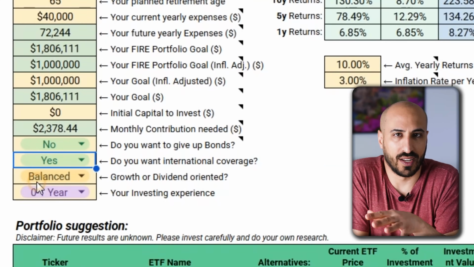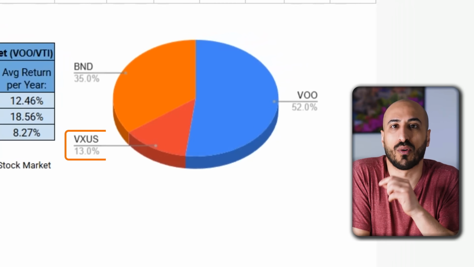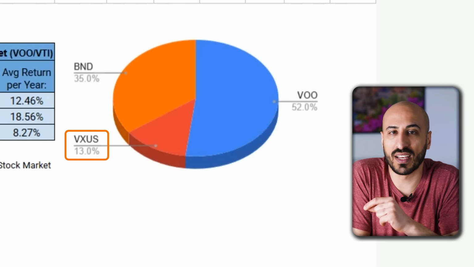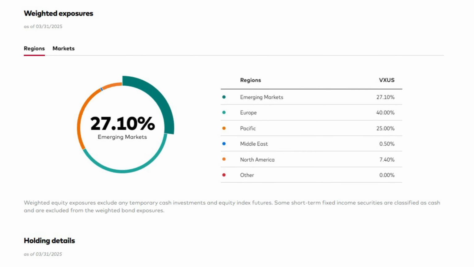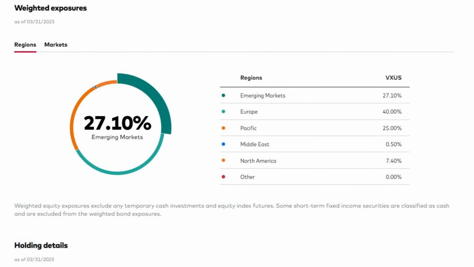So let's choose yes here. And you see that the portfolio gives you now 13% on VXUS, which is the Vanguard Total International Stock ETF. It gives you a global coverage with developed and emerging markets, excluding the US.